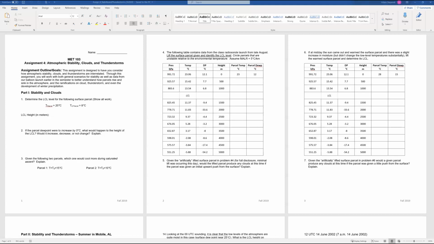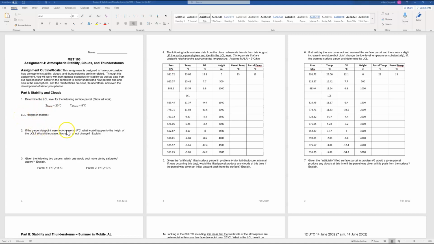And so here you can see the first few pages since I have large screens on my home computer. What we see here is the first page that's not designed to be too difficult, simply determining the lifting condensation level for a parcel at 20 degrees and 8 degrees. So we know that if the dew point is less than the temperature, that it's unsaturated, and so we cool at the dry adiabatic lapse rate, and we find our LCL height.